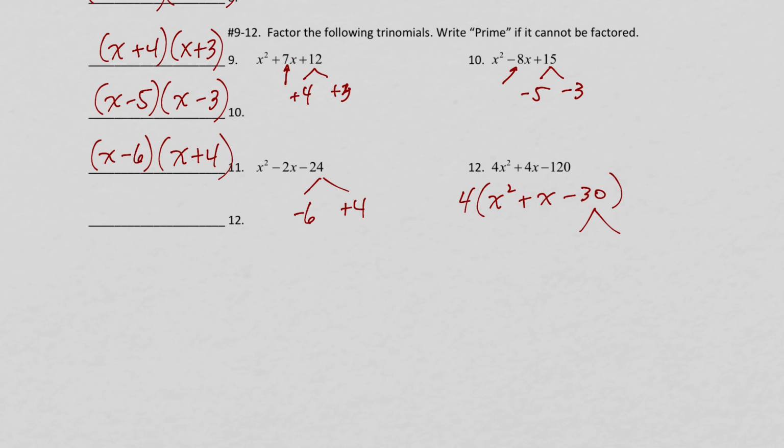Well, factors of 30 that have a difference of 1, and it's a difference because if this is negative, these have to have opposite signs. And when you add opposite signs together, you're actually subtracting. That's why you're thinking of a difference. And the 6 has to be positive, and the 5 has to be negative, because we have to add up to a positive 1, not a negative 1. So now we're done. Don't forget about the 4. But then we have x plus 6 and x minus 5.